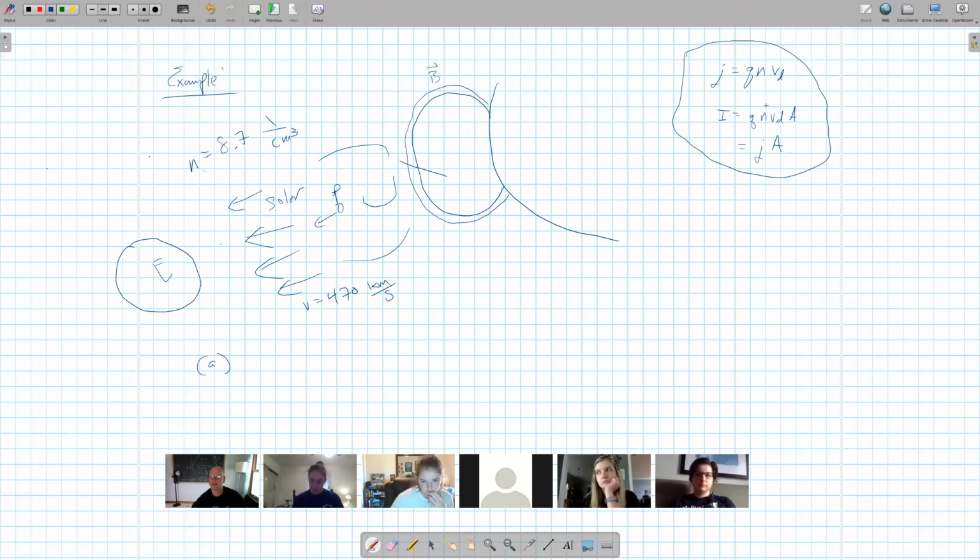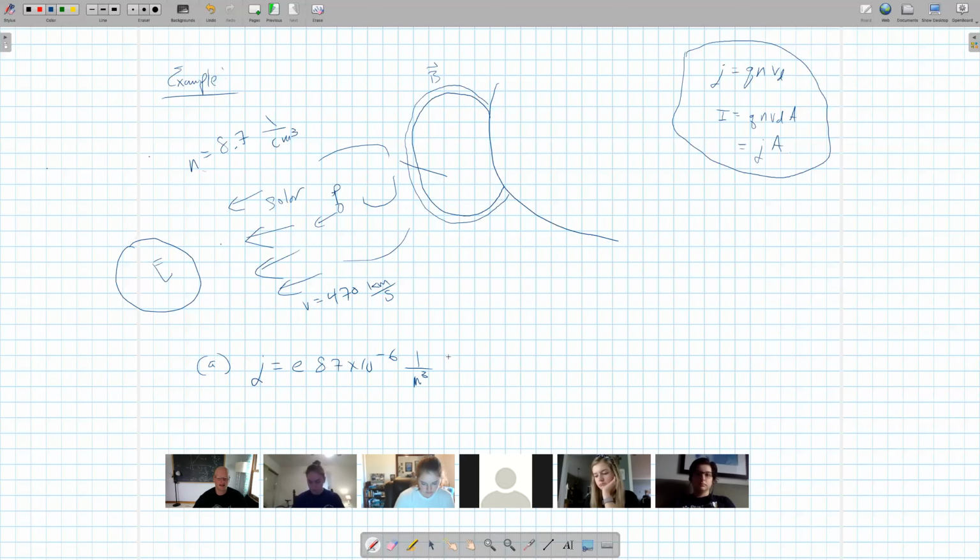Well, based off what we talked about before, the current density is the charge of the charged particle times the number density times the drift velocity. So in this case, the current density is just going to be the charge of the protons, which is the fundamental charge, times this number density, but now we have to put it into meters cubed. So this is going to be 8.7 times 10 to the minus 6 per meter cubed.